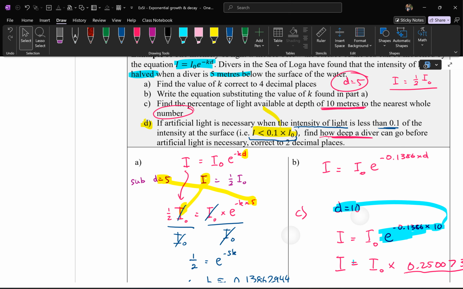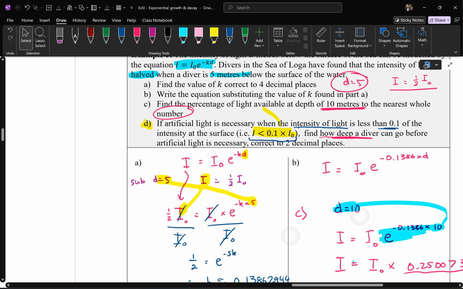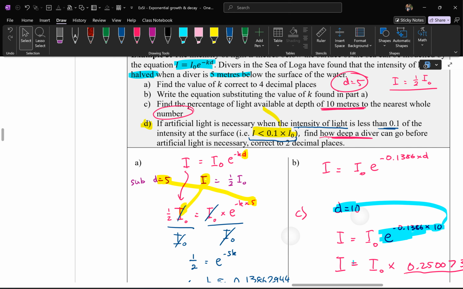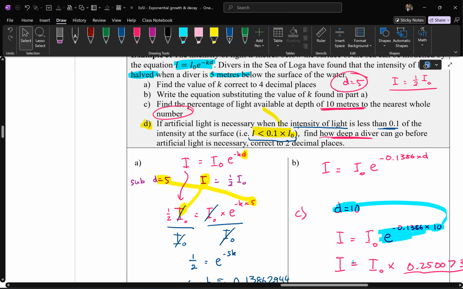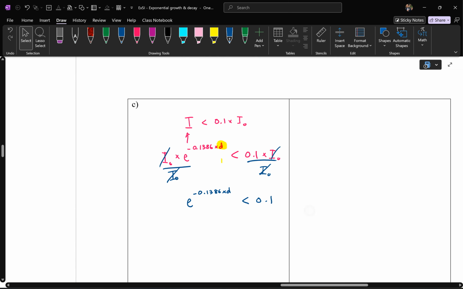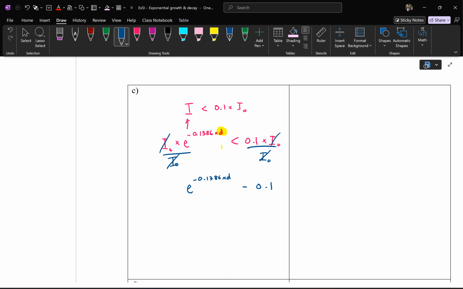If artificial light is necessary when the intensity of light is less than 0.1 of the intensity at the surface, that is, I is less than 0.1 of I naught, find how deep a diver can go before the artificial light is necessary. Oh, yes, that's right. You let it equal to 0.1. My bad. Very good. And then you just solve for d from there.